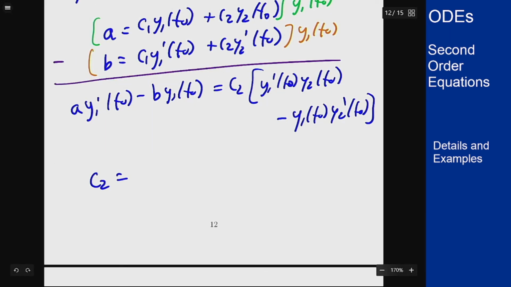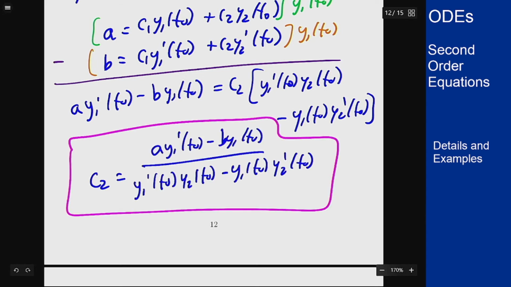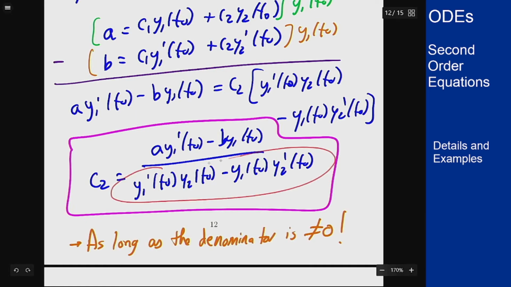So c2 is going to be this expression here, and then I can solve for c1 by back solving. But there's one issue. This works so long as the denominator is not 0. As long as this part is not 0, then we're good. I can solve for c1 and c2, and everything's great. So that condition here ends up being really important. This condition is what tells us whether these two solutions that I found, y1 and y2, are different enough that I can meet initial conditions.